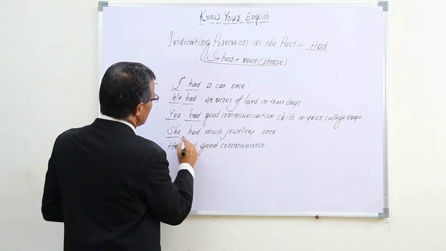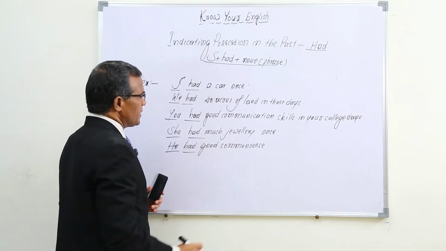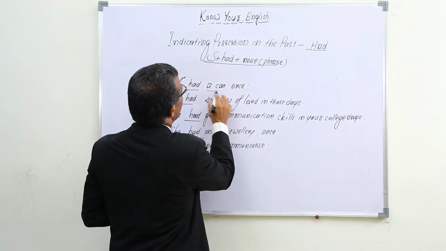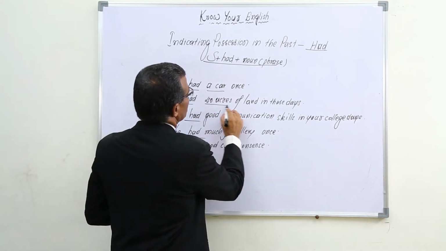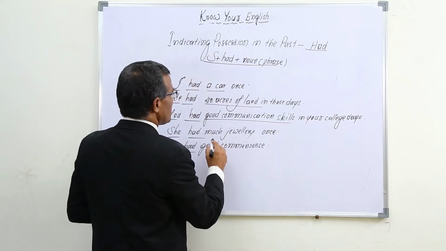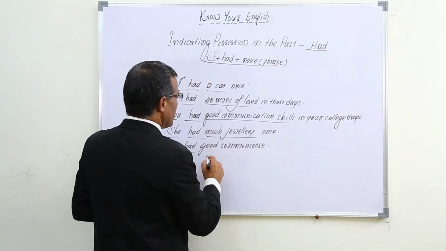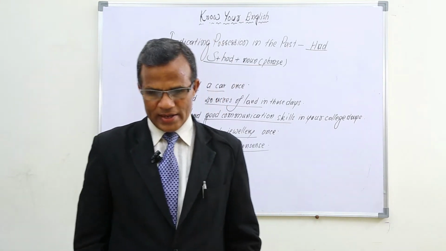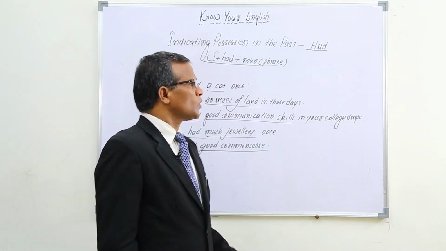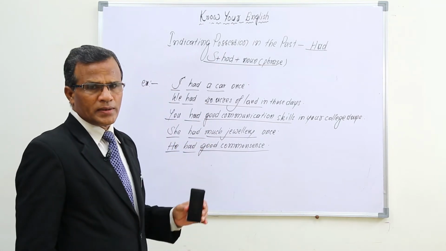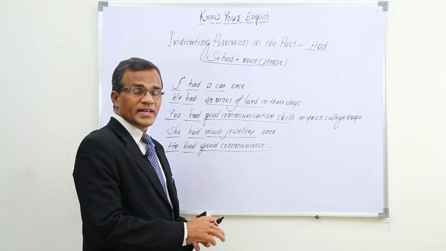You had, she had, he had. After this we are using nouns or noun phrases like a car, 40 acres of land, good communication skills, much jewelry, and good common sense. Like that we are using nouns or noun phrases after had. This is the way we express past possession.